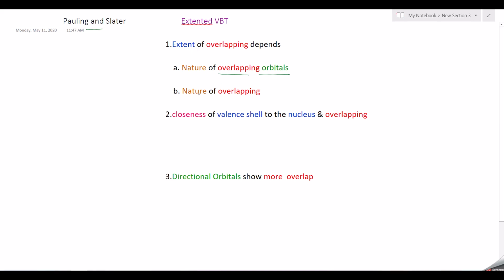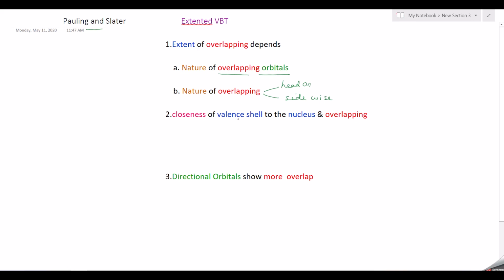The second one: the nature of overlapping. Here there are two ways. One is head-on overlapping, the other is sidewise or lateral overlap. Based on the nature of overlapping, there will be an extent of overlapping. So based on that you will have a strong bond or not.